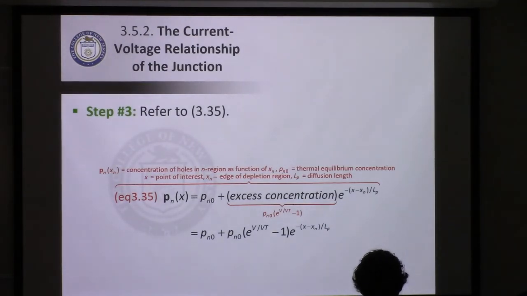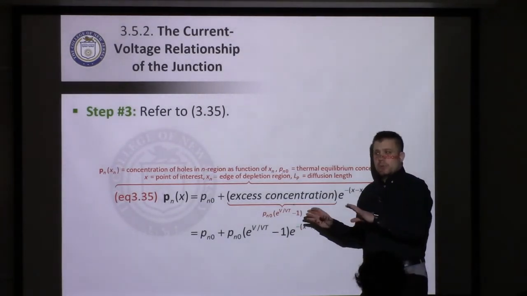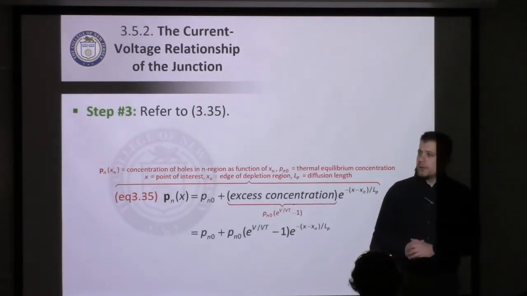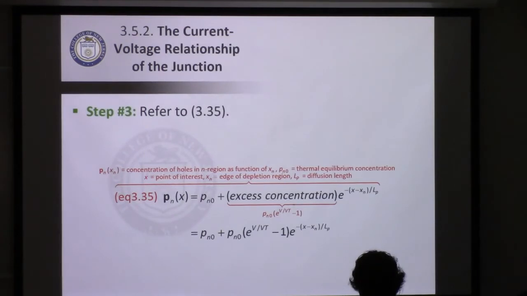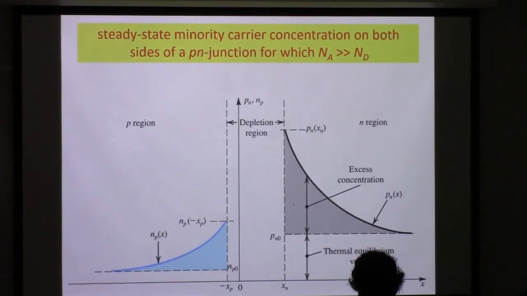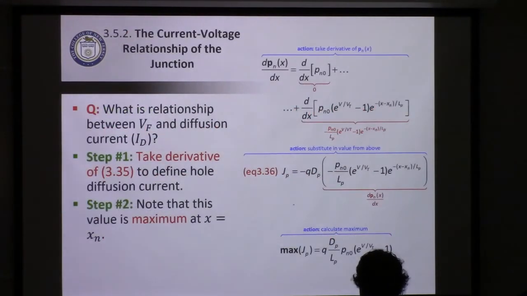Okay, so anyway, this is the concentration gradient represented mathematically, and so all we have to do is take the derivative of this, and we'll have our diffusion current. So let's do that. We already talked about this picture. We already talked about the excess and the base concentration gradients. All right.